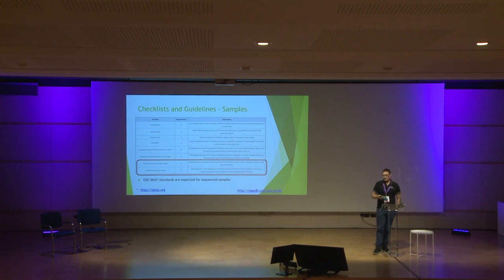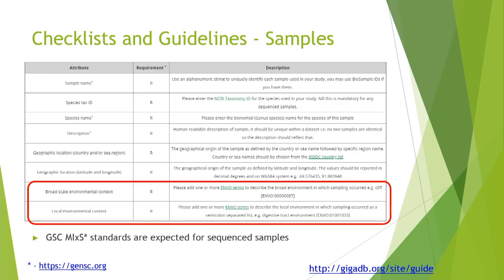So for samples, as I mentioned already, we try to follow the MIxS standard from the Genomic Standards Consortium for a lot of the data, particularly the sequencing data, but we also superimpose those same sorts of terms onto the other sorts of datasets. They're cross-usable, because most of the terms in the GSC are to do with samples themselves, so it's perfectly extensible across different sorts of data.